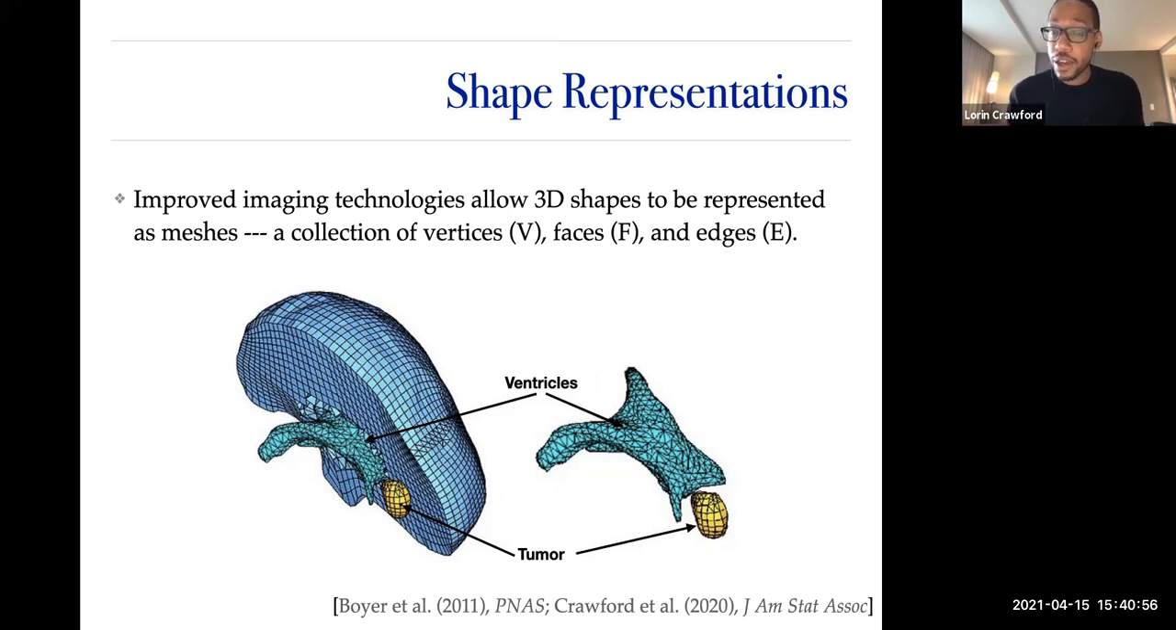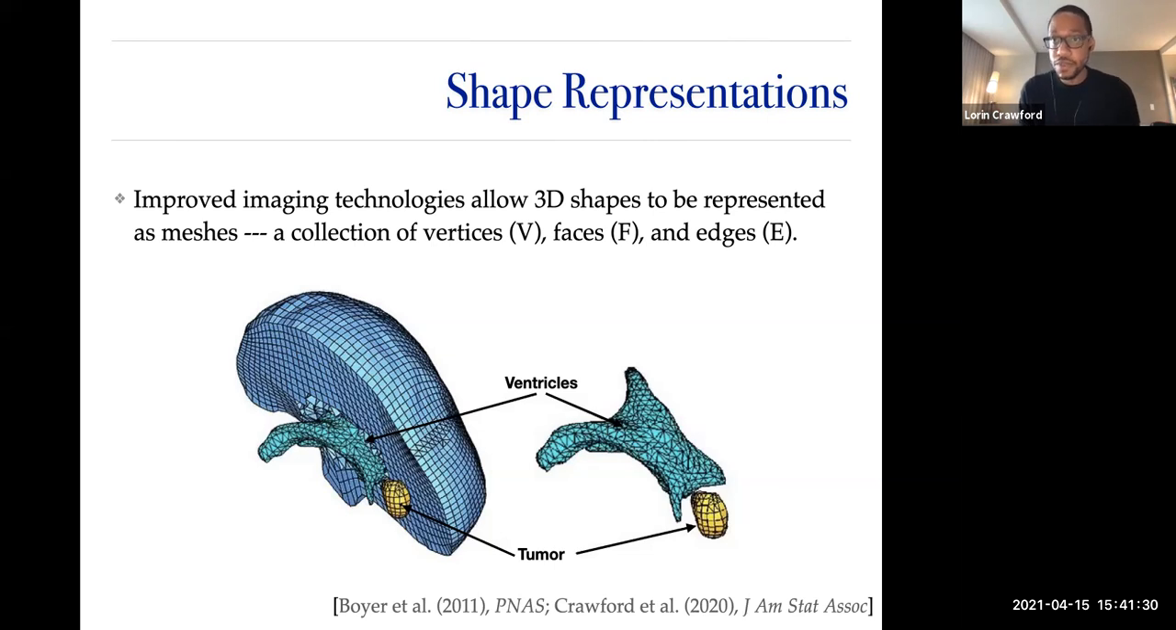And so what my group takes advantage of is the idea of current shape representations, where we're allowed to represent three-dimensional objects as meshes. And you're going to hear me say this a lot, this idea of a collection of vertices, faces, and edges. Okay, so here at the bottom you see a brain and a brain tumor, but you see we've triangulated this mesh into vertices, these individual components, edges between these vertices, and then the faces. Okay, so my group builds methods to summarize data over these kinds of representations of shapes.